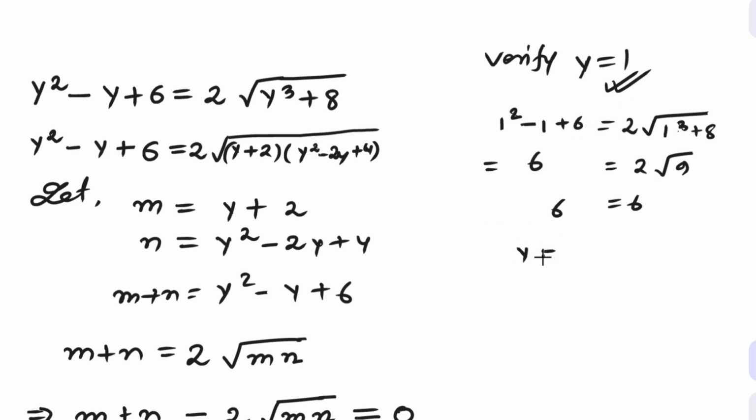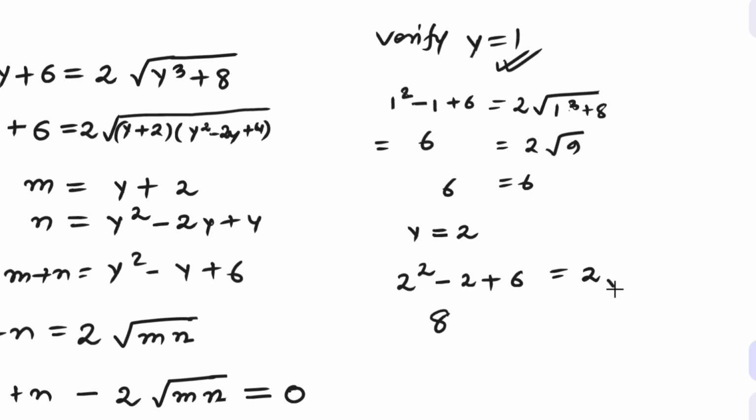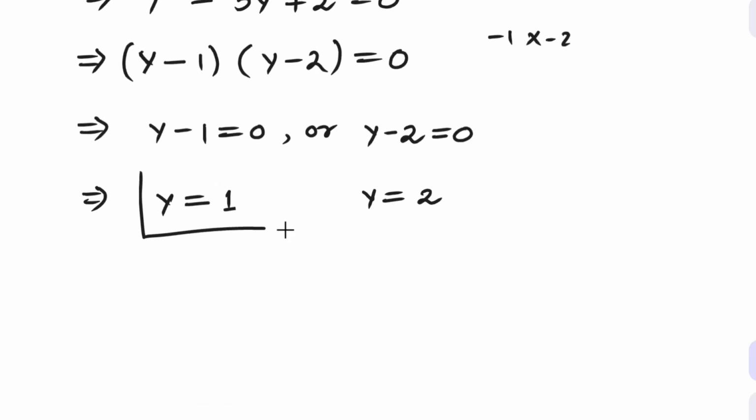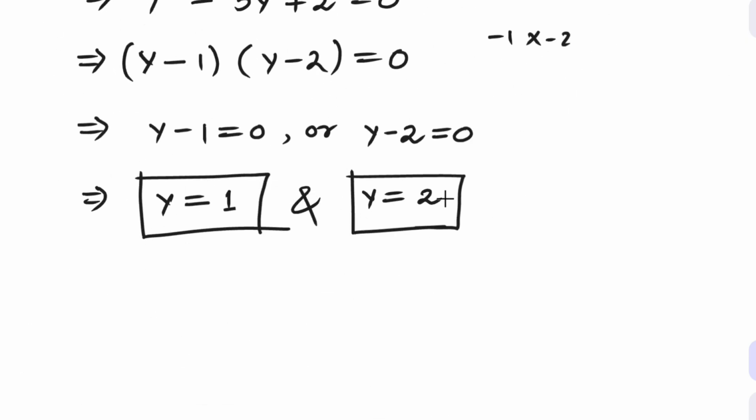Now let's check y equals 2. The left side becomes 2 squared minus 2 plus 6, which equals 8. The right side becomes 2 multiplied by the square root of 2 cubed plus 8, which is 2 multiplied by the square root of 16, giving 8. This solution also satisfies the equation. Therefore, the complete set of real solutions is y equals 1 and y equals 2.